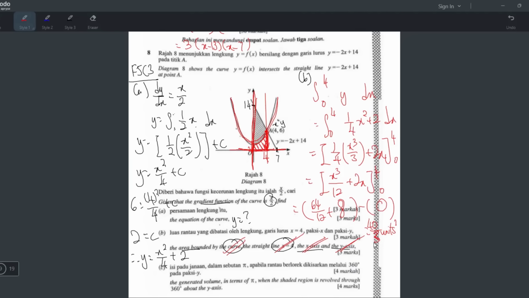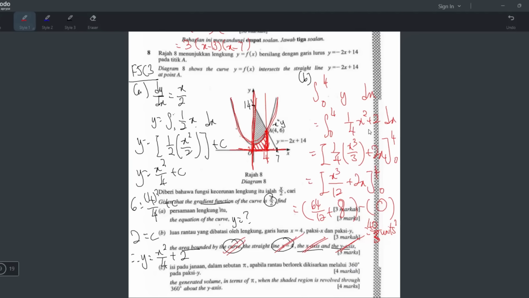Okay, one last thing I want to mention is, sometimes you have to add modulus before you integrate. So this one no need modulus because you are using x-axis and the shaded region. If you're using x-axis and your shaded region is above the x-axis, that means it will come out positive. But if your shaded region is below the x-axis, then it will come out negative. Then you have to add modulus because area cannot be negative.